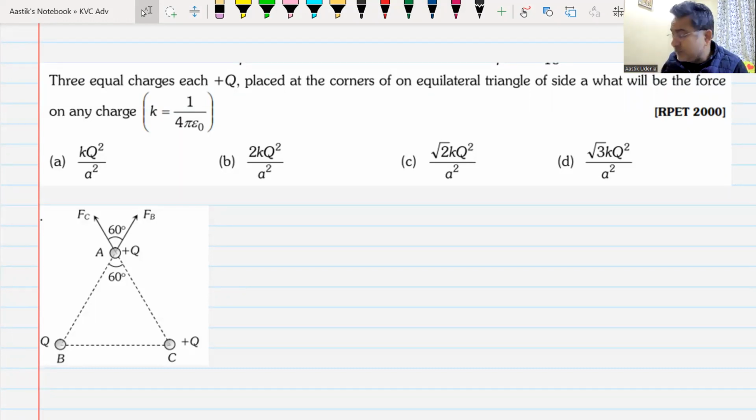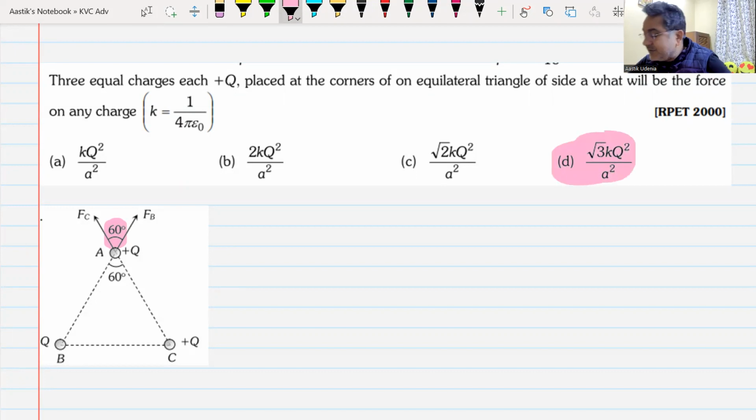Then you have two forces inclined at an angle of 60 degrees to each other, yes or no? Yes, sir. You can use the formula F is equal to under root of F1 square plus F2 square plus 2 F1 F2 cos theta, yes or no? Yes, sir. And from there you will end up with this formula. Do we understand this? Yes, sir.